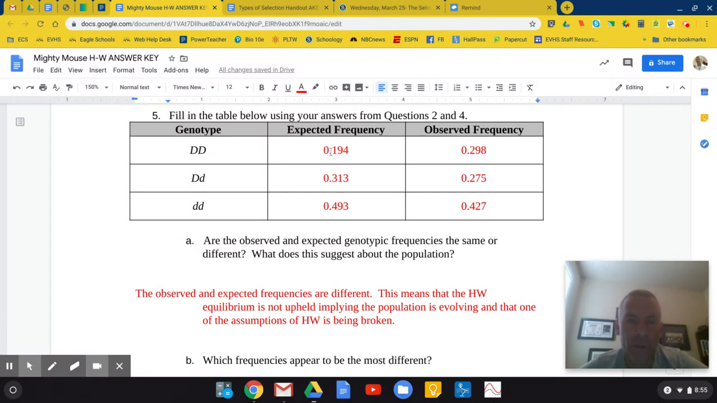So as we go down here, we can then compare. My expected frequencies, this is what I just did in number 4. My observed, this is what we did when we filled in the table up above in number 2. Now all we do is just compare. Are those numbers the same? Are they close? Or are they way different?